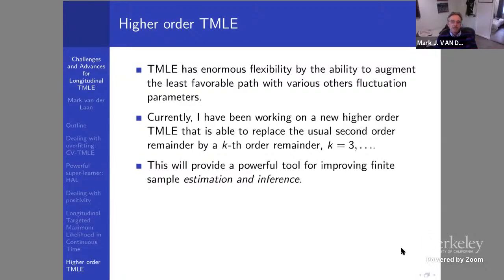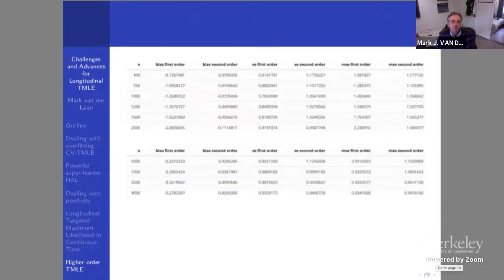And I really think this is going to give us an opportunity for, again, improved finite sample estimation and inference. And to just give you a glimpse of this, in my last slide, are some simulations Lars has been doing, where you see the first order TMLE is this one, and the second order TMLE is that one. We did a simulation where the first order TMLE uses initial estimators which don't really get the right rate yet.